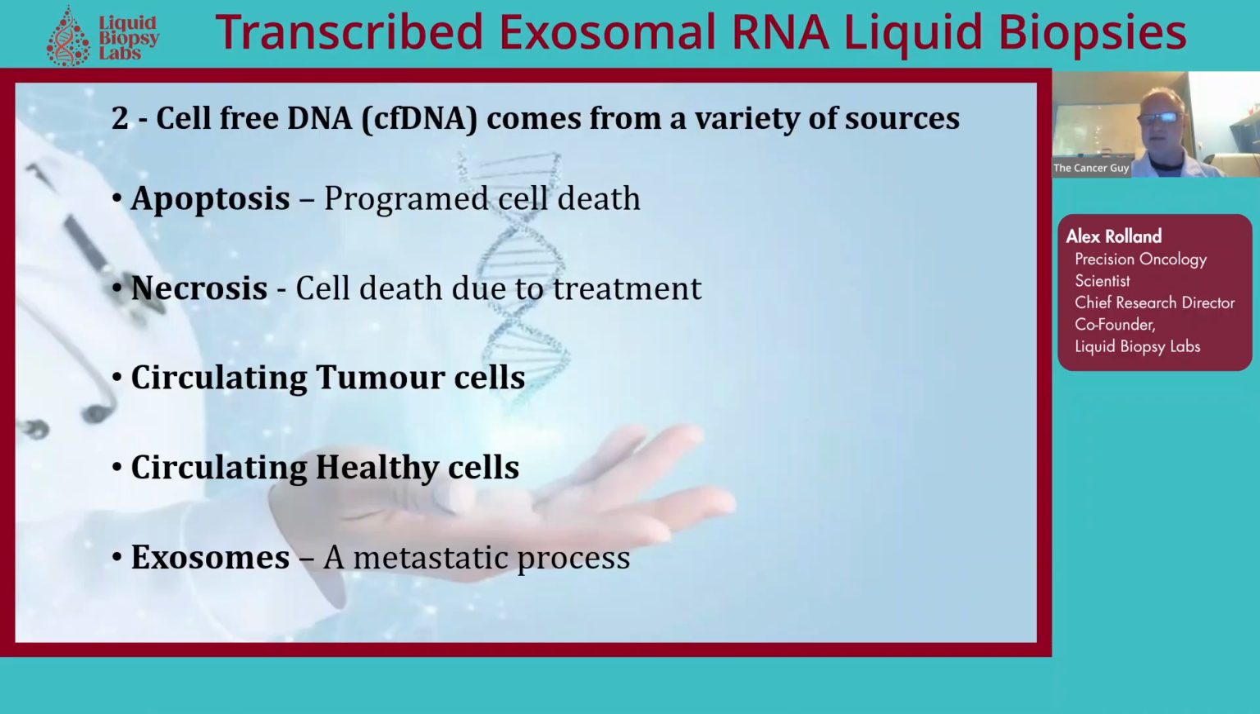It can be released into the blood through apoptosis, which is programmed cell death, necrosis of a tumor cell due to treatment. It can be released through circulating tumor cells or circulating healthy cells. Also, exosomes, which are a metastatic process, release cell-free DNA and RNA and proteins and use them to spread throughout the body. We'll cover this more in detail later.